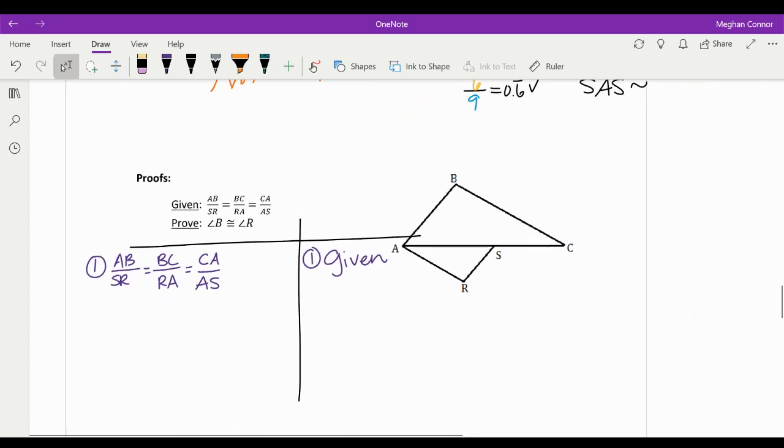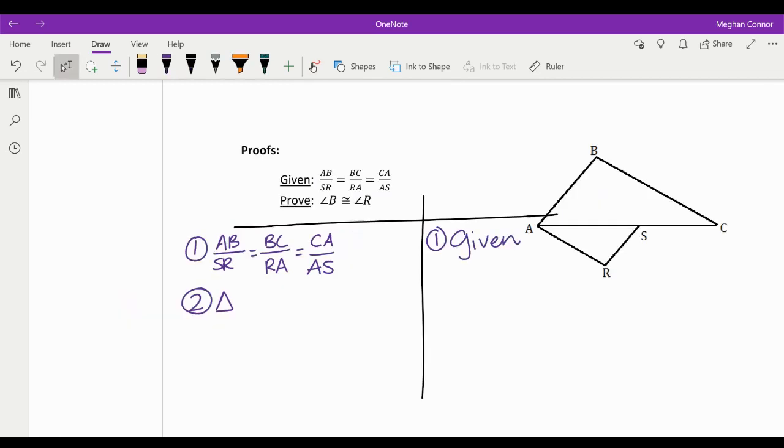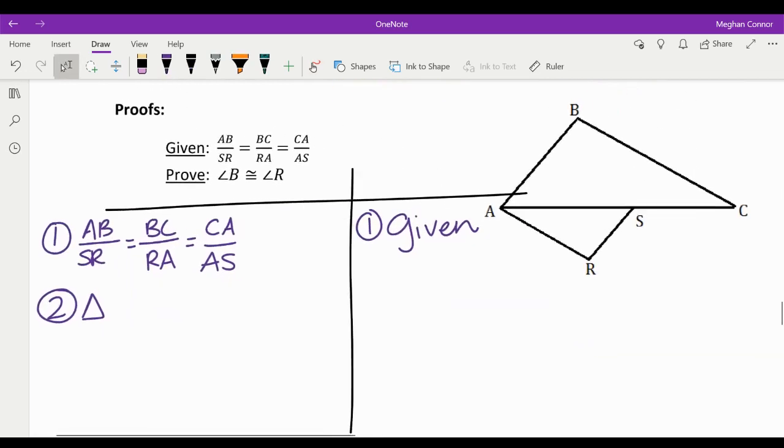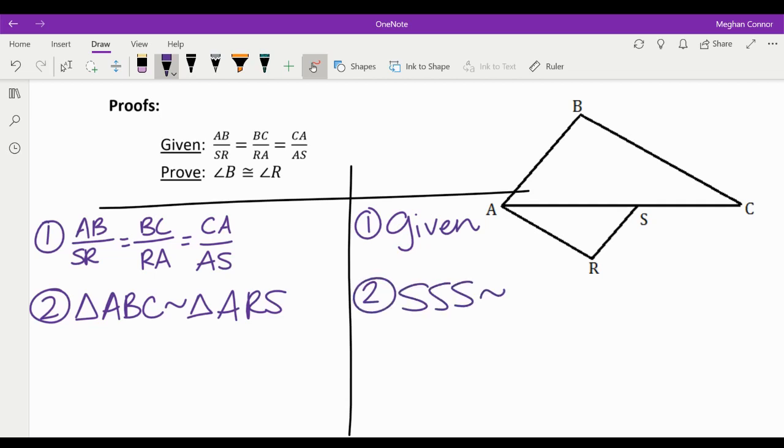Which means right away, if all three of those corresponding side lengths are proportional to each other, the triangles are similar because of the side similarity criterion. So that's what the given is leading us towards, but it's not exactly what our end goal is here. Triangle ABC is similar to triangle ARS because of the side similarity criterion.